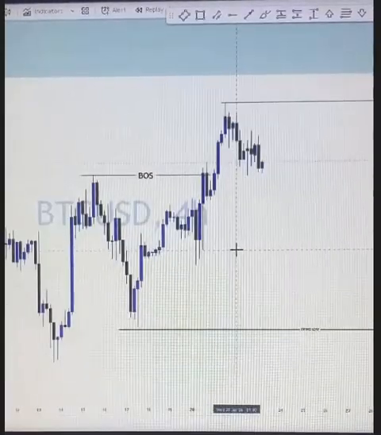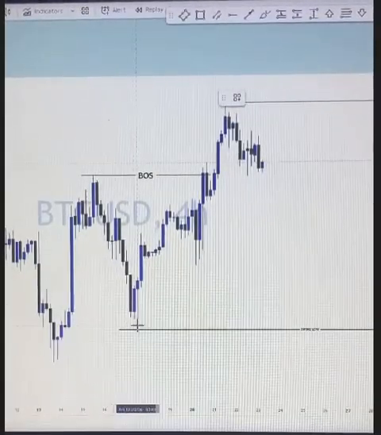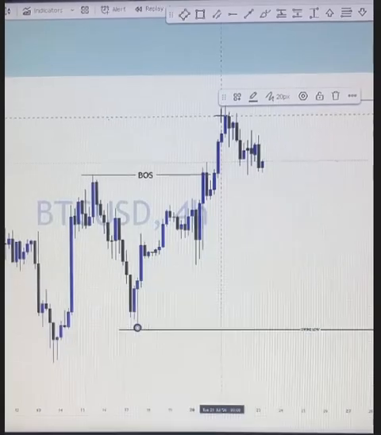Now, we've gotten our direction on 4 hour, that is bullish. Thank you, guys. What do we do next?